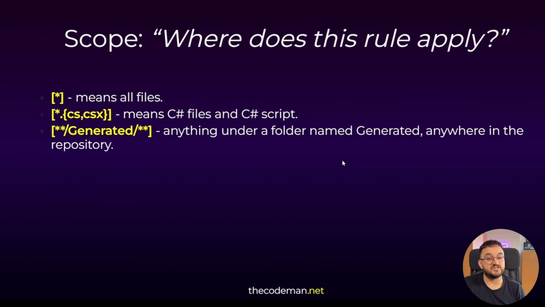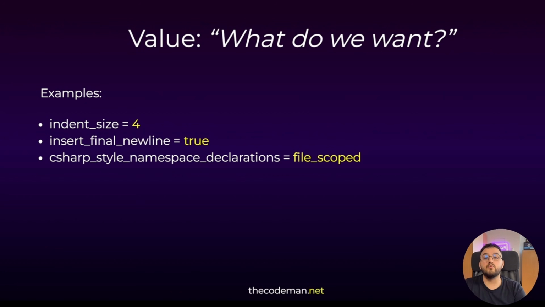So this matters in production because repositories are not only the code, they are also CI, YAML files, Docker files, JSON files, Markdown documentation, SQL scripts, front-end assets sometimes, etc. So without scoping, you end up applying code-like rules to non-code files or ignoring important consistency in documentation or configuration files. What about value? What do we want?